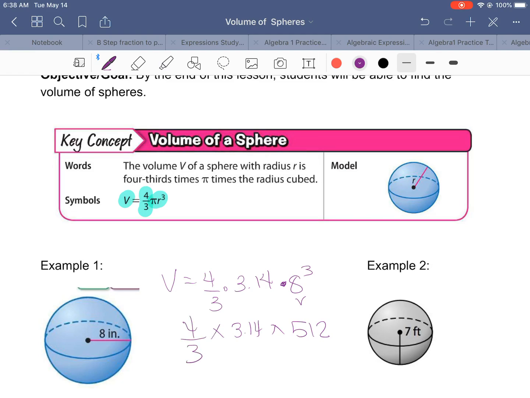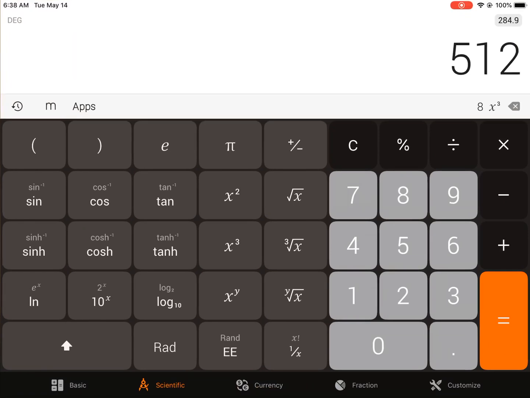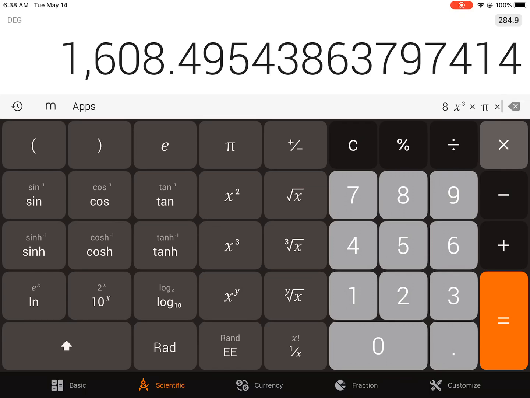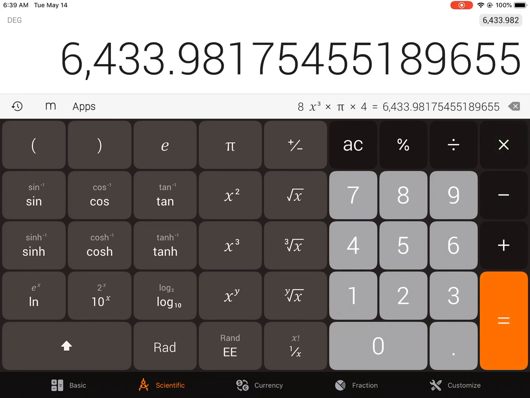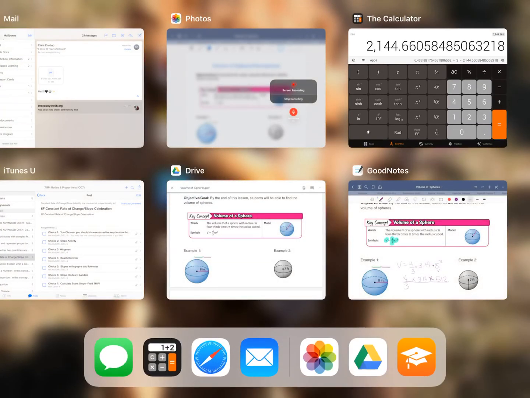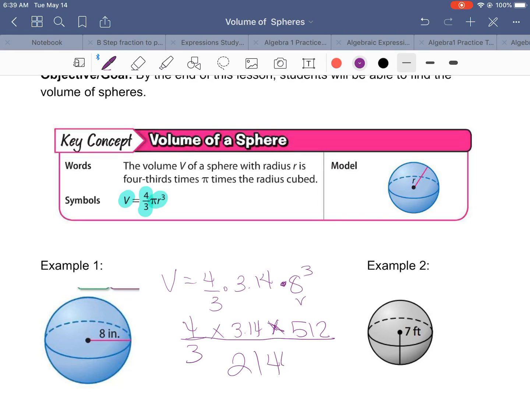Now 4/3 gets a little messy because it's really like 1 1/3, and as a decimal that's 1.3 repeating, and you don't really want to get into using that decimal, so it's better to multiply first, multiply this whole top row, and then divide by 3. That's my recommendation. So 512 times pi times 4 equals that, divided by 3 equals 2144.7 if we round to the nearest tenth. And that's what we're going to use.